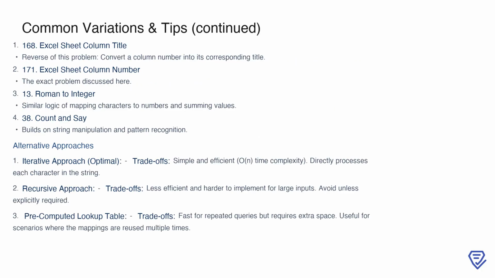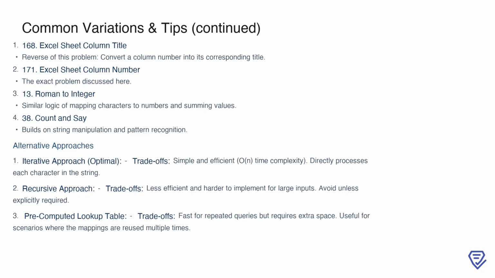This problem also has connections to several related challenges, which can be useful for practice. One example is LeetCode problem number 168, the reverse of this problem, where you convert a column number back into its corresponding title. Then, of course, there's problem number 171, the exact problem we're discussing here. Another related problem is number 13, Roman to Integer, which involves mapping characters to numerical values and summing them, similar to this problem. Finally, number 38, Count and Say, emphasizes string manipulation and identifying patterns, skills that can also help here.